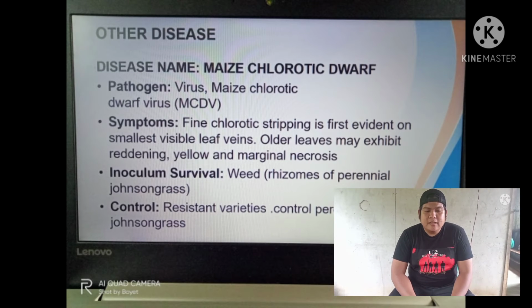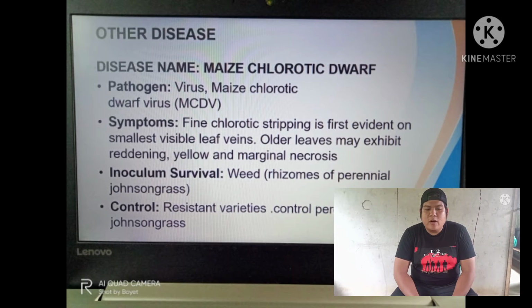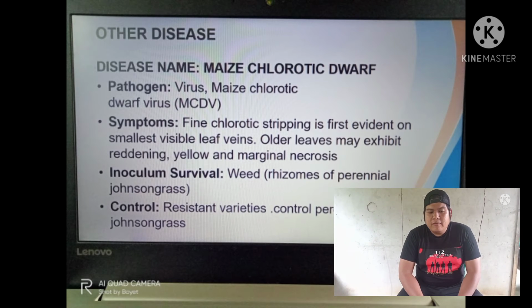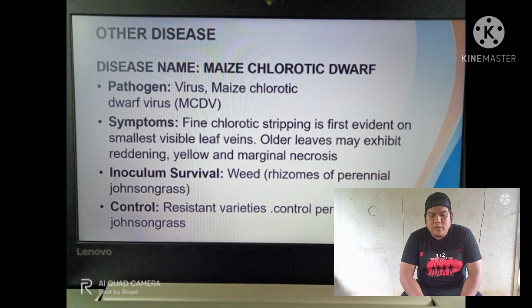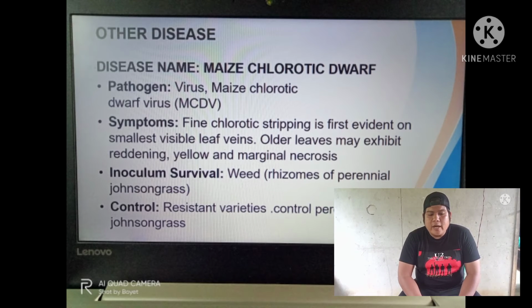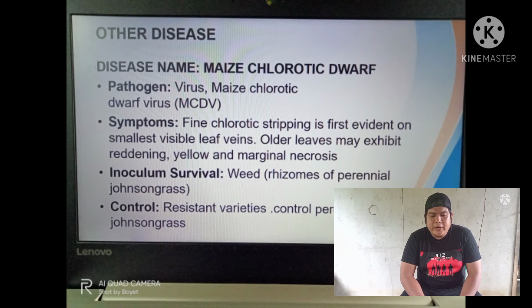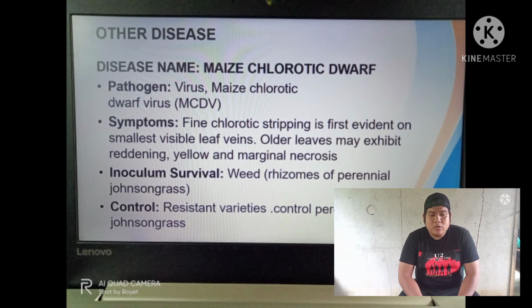Other disease name: maize chlorotic dwarf. Pathogen: virus, maize chlorotic dwarf virus or MCDV. Symptoms: fine chlorotic striping is first evident on the smallest visible leaf veins. Older leaves may exhibit reddening, yellowing and marginal necrosis. Inoculum survival: weeds, rhizomes of perennial Johnson grass. Control: resistant varieties. Control perennial Johnson grass.